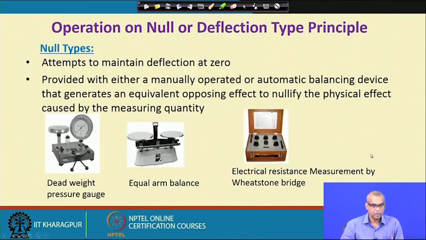in case of null types, an attempt is made to maintain deflection at zero. So, when the instrument indicates the information about the measured quantity, a null point is maintained. So, deflection is made zero at that point. So, null type instruments are provided with either a manually operated or automatic balancing device that generates an equivalent opposing effect to nullify the physical effect caused by the measuring quantity.